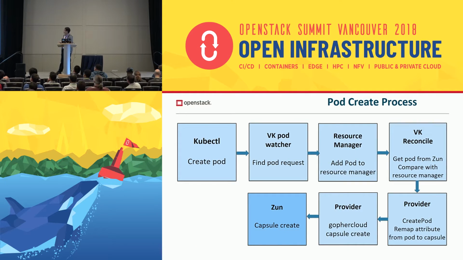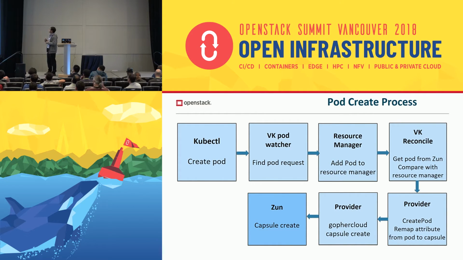Okay, in the last part, we will show how to create a pod from Kubernetes to the OpenStack Zun provider. It is very easy. First, the user uses kubectl to create a pod. Then there is a virtual kubelet pod watcher. It will watch the pod request, and the resource manager will catch the info in it. It will add the pod to the resource manager.